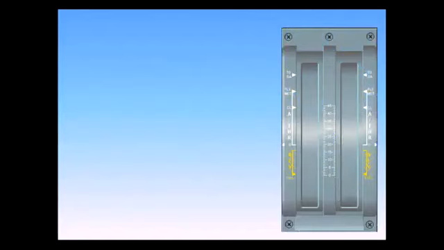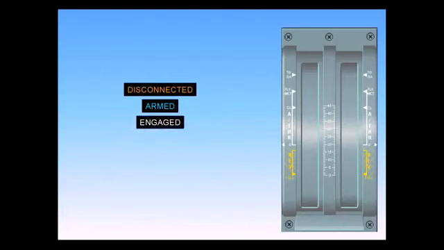The autothrottle has 3 states. It can be either disconnected or off, armed, ready to be engaged by a specific pilot action on the thrust levers, or engaged or on.